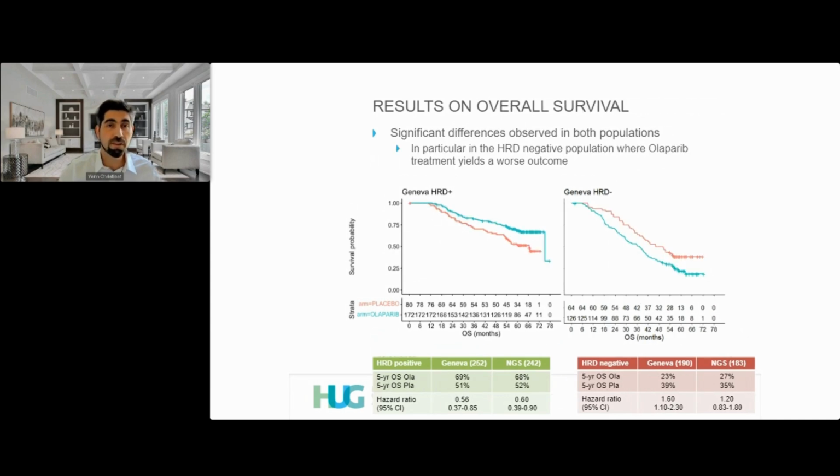Now, what is really interesting is that on the overall survival, we again see, as Isabelle Recocar showed on the POLA1 data, a benefit when it's HRD positive. But when it's HRD negative, which is here, we see that the effect is really more drastic than the data showed at the last ESGO. And it's really detrimental in the HRD negative population to give olaparib in the long term. There's no benefit of PFS, but in the long term on overall survival, it has a worse effect. And with the Geneva test, the results are statistically significant.